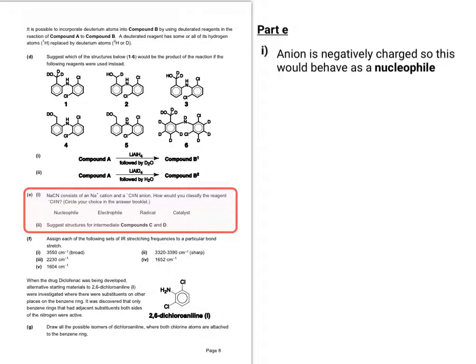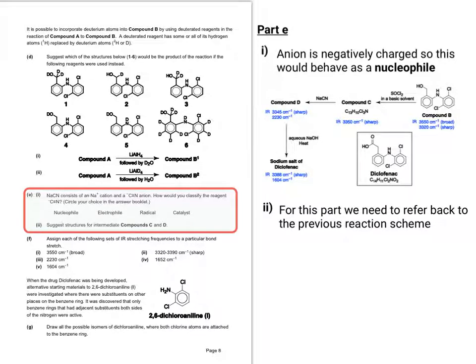So in part E, the first part of it, it talks about sodium cyanide, and it talks about the C triple bond N minus anion, and it asks you to classify that anion as either nucleophile, electrophile, radical or catalyst. For reasons that we've already been through, you would also classify this as a nucleophile because it's negatively charged, which means it's got a lone pair, which means it can engage in a dative covalent bond. Then it asks you to suggest structures for intermediate compounds C and D.